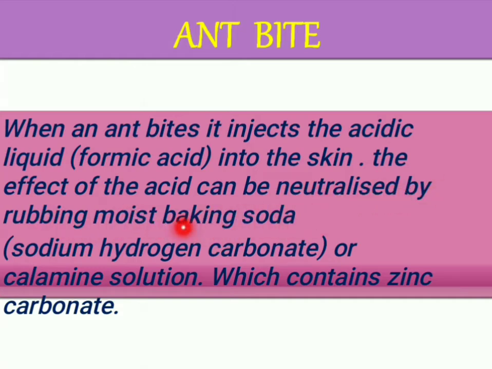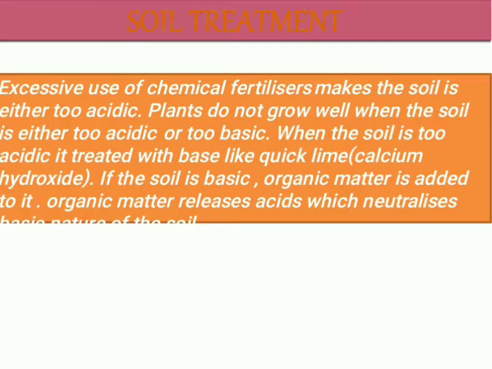Then what does this baking soda contain? Sodium hydrogen carbonate. Or we can also apply calamine solution which contains zinc carbonate. So zinc carbonate is also a base. We can apply zinc carbonate or you can apply baking soda that contains sodium hydrogen carbonate. So this is how we are neutralizing the effect of formic acid injected by the ant.